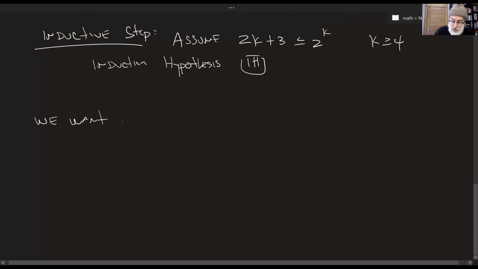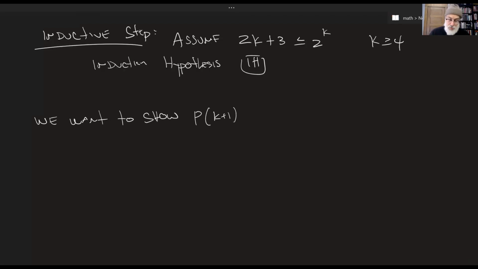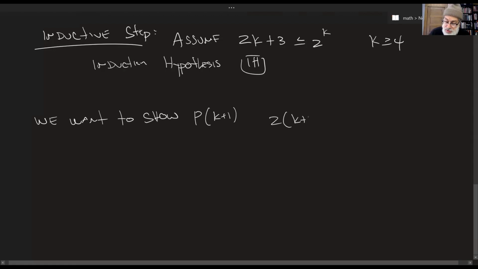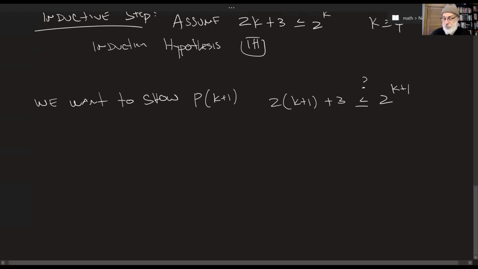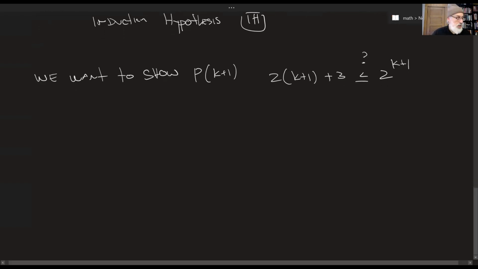Here's what we want to show. Again, another habit, I like to write down what we need to show. This is P of k plus 1, so it's the next term after k. Literally, I'm going to replace in the induction hypothesis k with k plus 1. So this becomes 2 times k plus 1 plus 3 is less than or equal to 2 raised to k plus 1. Put a question mark because that's not necessarily true. That's what we want to show. This is our task here. As required by induction, we show up to k, we assume that's true, and then we show the next case, k plus 1, is true.